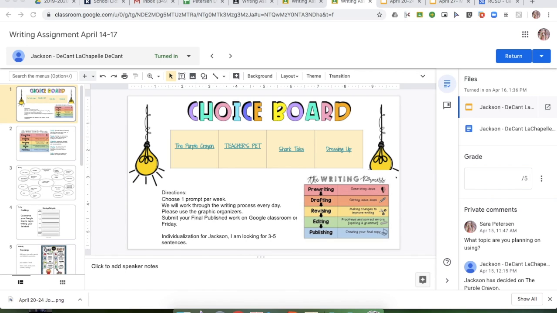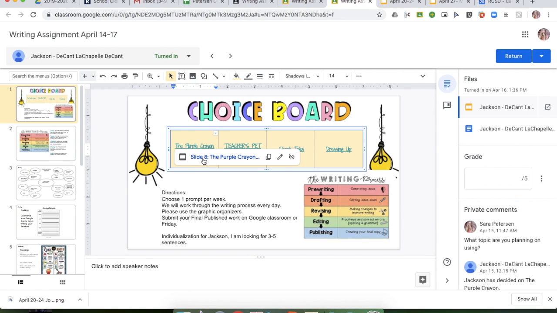Hey, you guys, so I had a lot of questions about the writing assignment last week. So I wanted to share with you a wonderful example by Jackson. You'll notice here is his choice board. So I'm in his assignment, so please be super nice to Jackson.